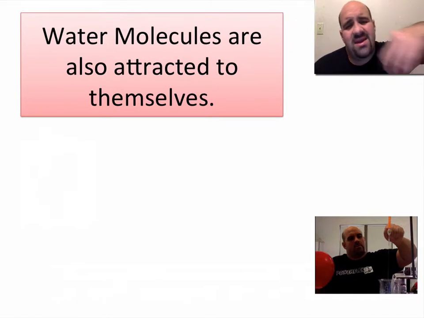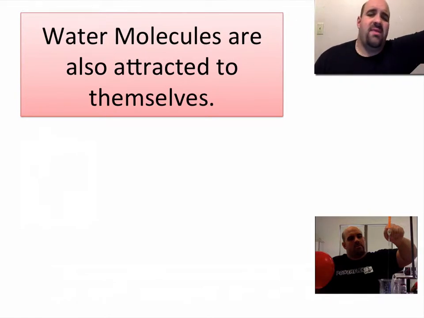And another reason to look at is air pressure, which impacts the boiling point of water. That's why it's easier to boil it on top of a mountain. But there are other considerations for boiling in general, and we're going to talk about water molecules.